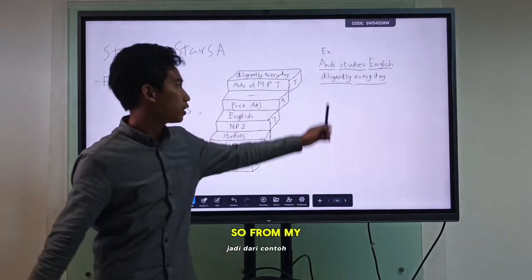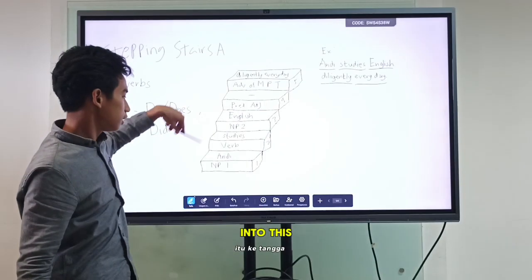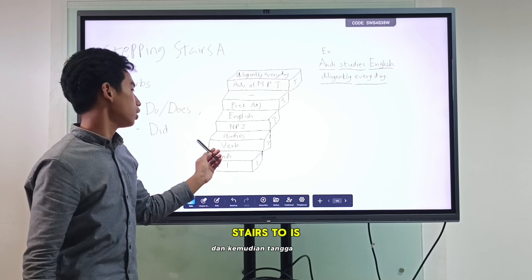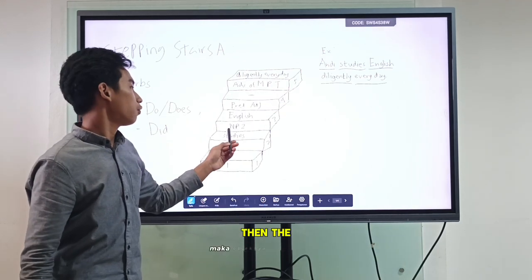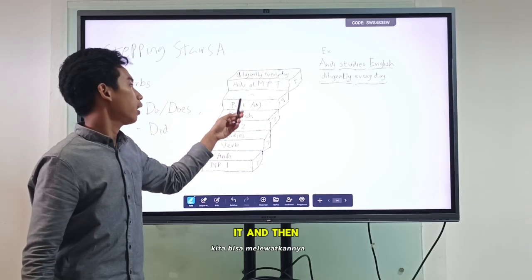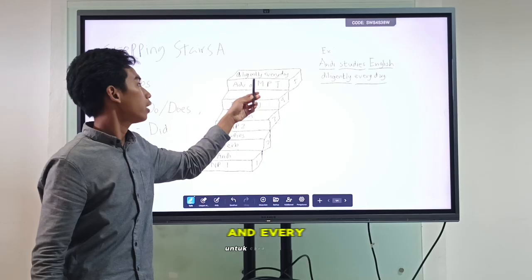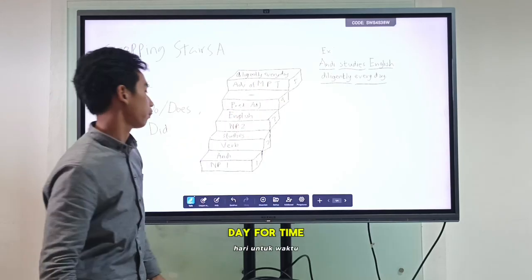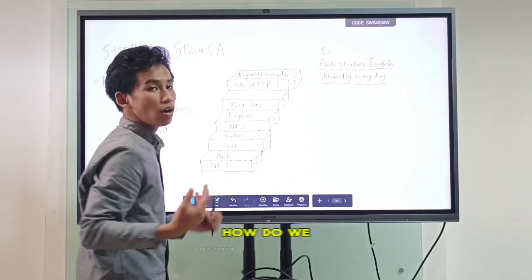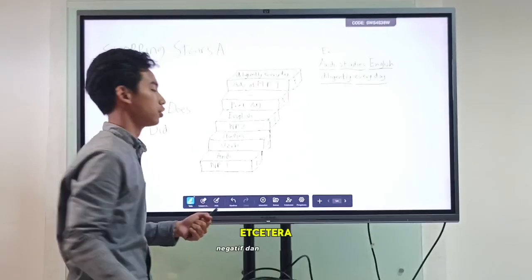So, from my example, I have applied that sentence into these steps. Noun phrase 1 is Andi as the subject, and then step 2 is the verb, studies. Then noun phrase 2, the object, is English, and then the predicate adjunct we can skip, and then adverbs of MPT, I use diligently for manner and every day for time. That's just an example. How do we transform it into many sentences like positive, negative, etc.?